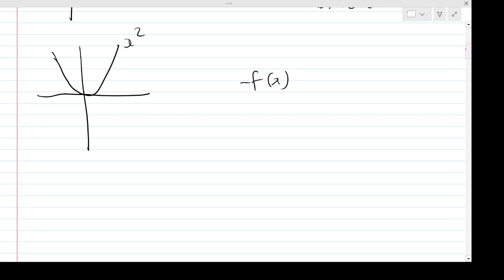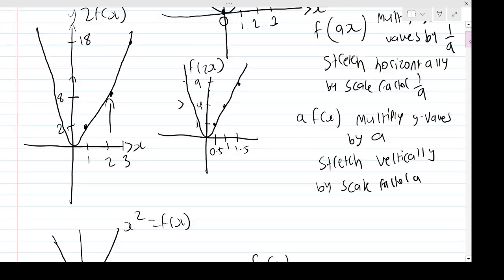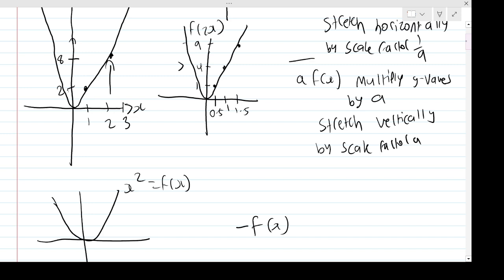minus f of x? So x squared is f of x, as we just did as an example. What happens if you have minus f of x? The minus is outside the brackets, the f of x, the function. That's effectively times it by minus 1. So what if we use what we just did here? A f of x, where a is minus 1. So that's saying we multiply the y values by minus 1.